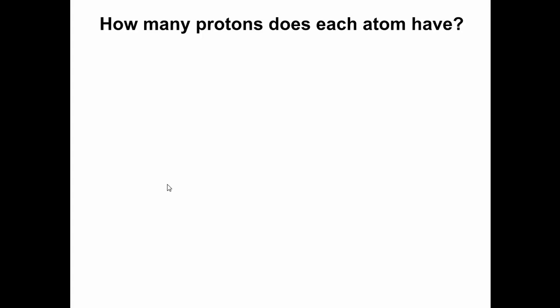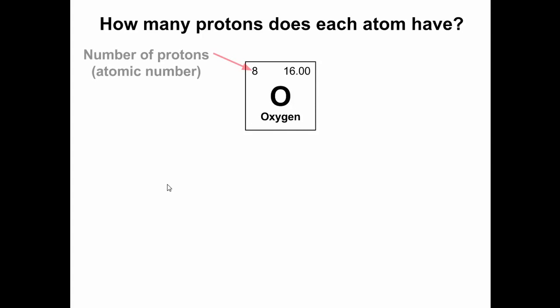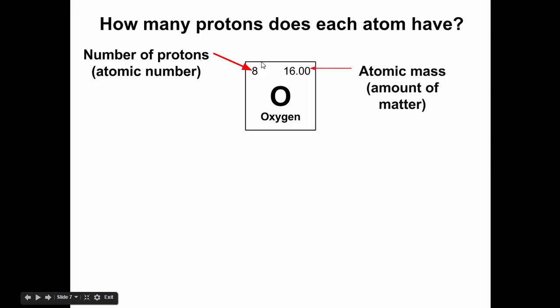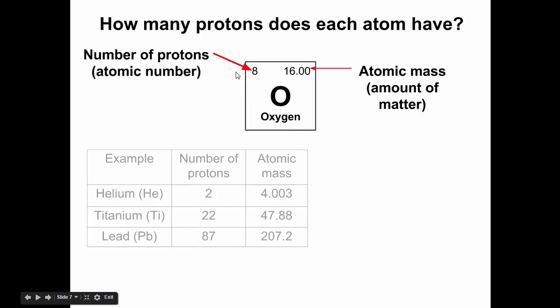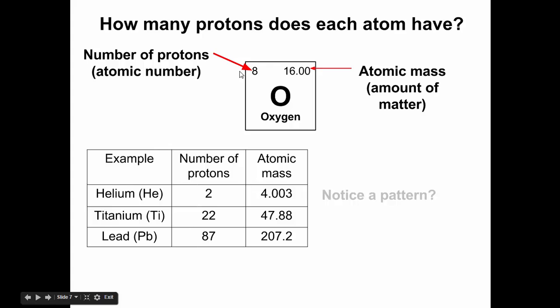How many protons does each atom have? So let's look at our periodic table, and we'll figure out how to read those. So this number here, this whole number, they go in order on your periodic table. That's the number of protons. We call that the atomic number. Over here, this number with a decimal point after it is the atomic mass. That's how much matter is in one atom of that element.